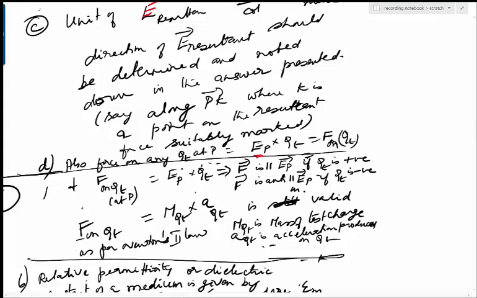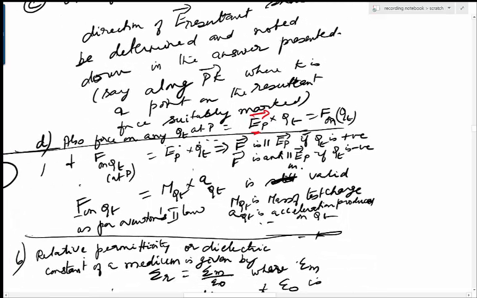Anyway, having been given the direction of EP, you can find out the force on Qt, the new test charge that you are bringing, by using the equation: F on Qt is vector EP into Qt, and this F will be parallel to EP if Qt is positive, and F will be anti-parallel to EP if Qt is negative.